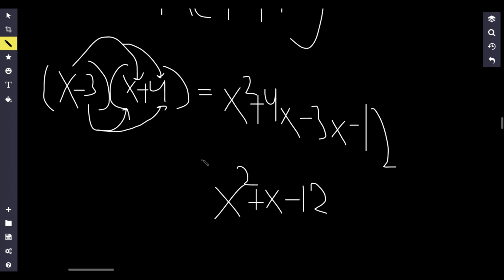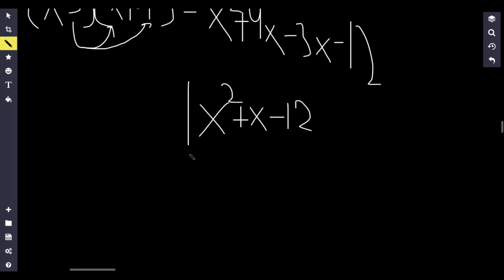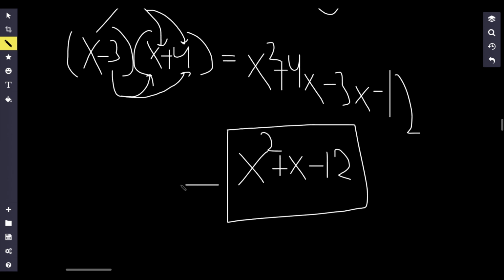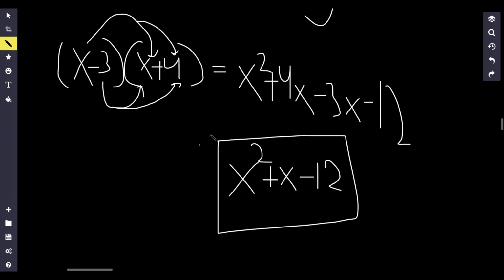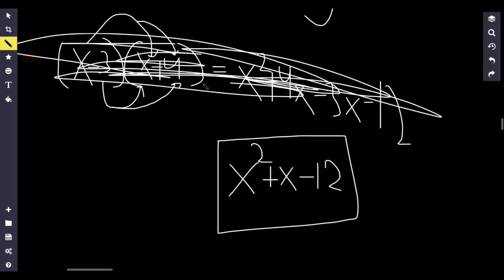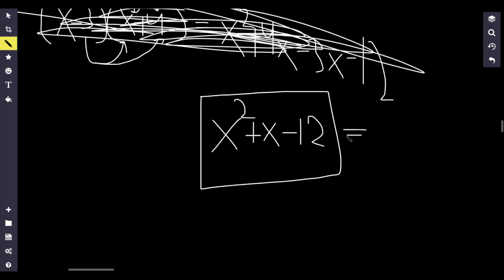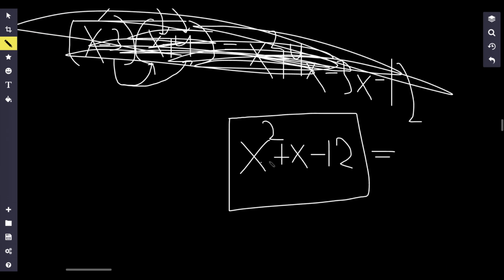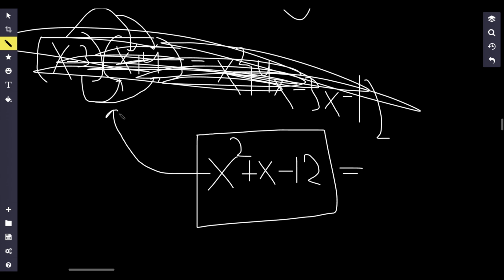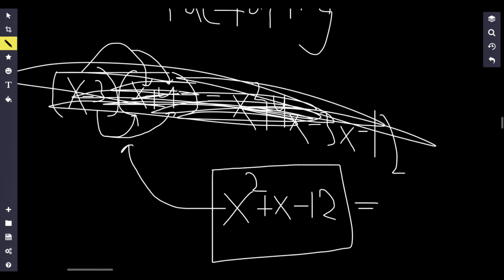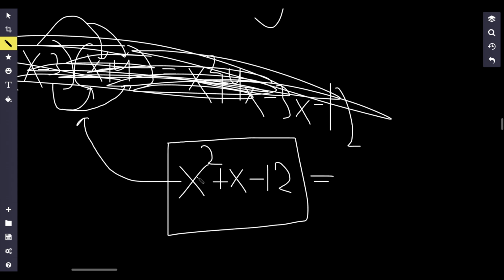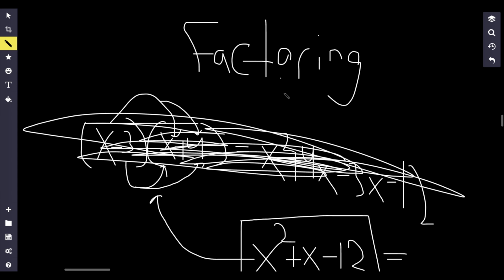Now factoring is when you go from a trinomial back to two binomials. So imagine if you weren't given any of this information and I just told you, find a way to go back to what it originally was, so the factored form of this polynomial. That's when you use factoring.